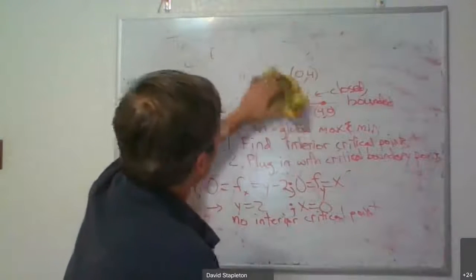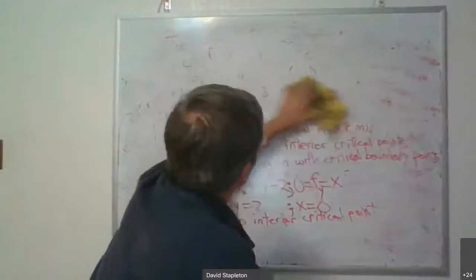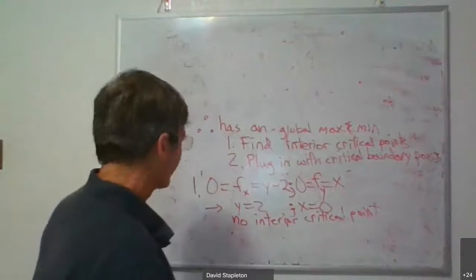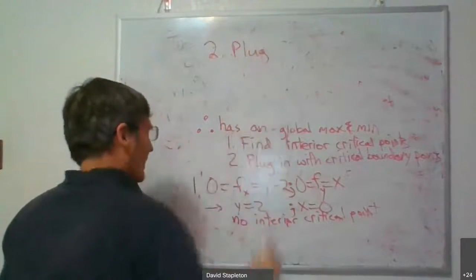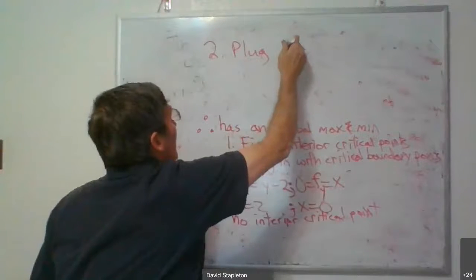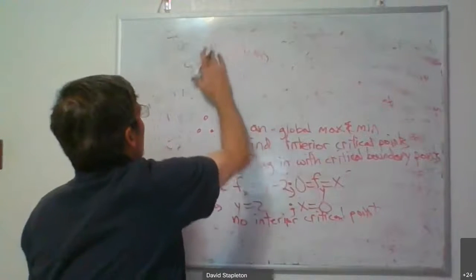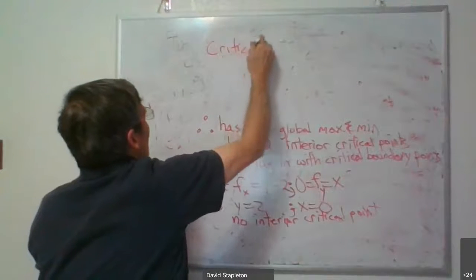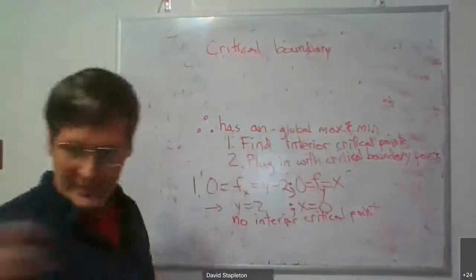This isn't really a tango. A tango takes more than 2 steps. It's different. That's the point. All right. Step 2, we simply plug these in. Oh, I'm sorry. I need to get the critical boundary points. Critical boundary points are tricky. Hope I have enough time. If not, we'll finish it next time.